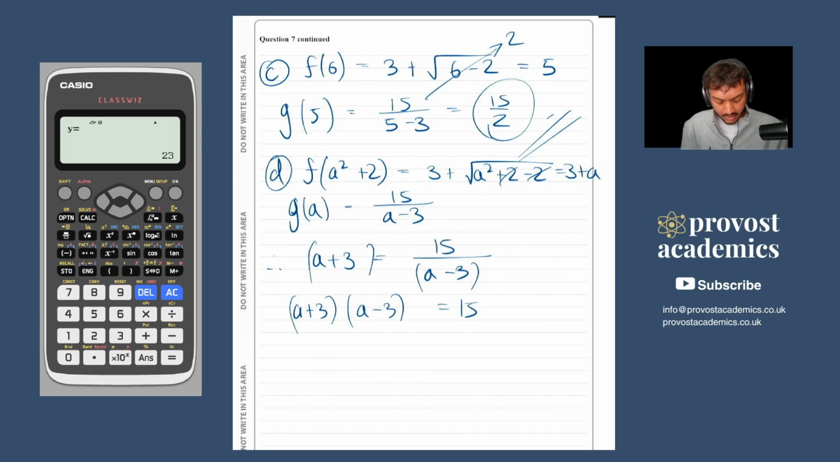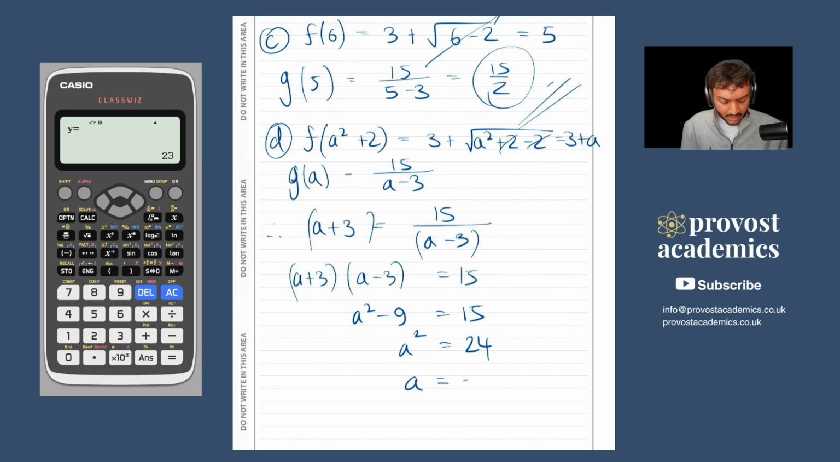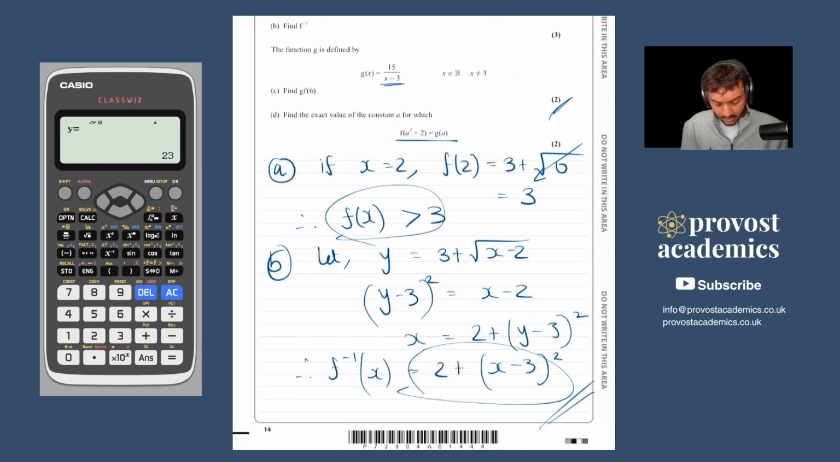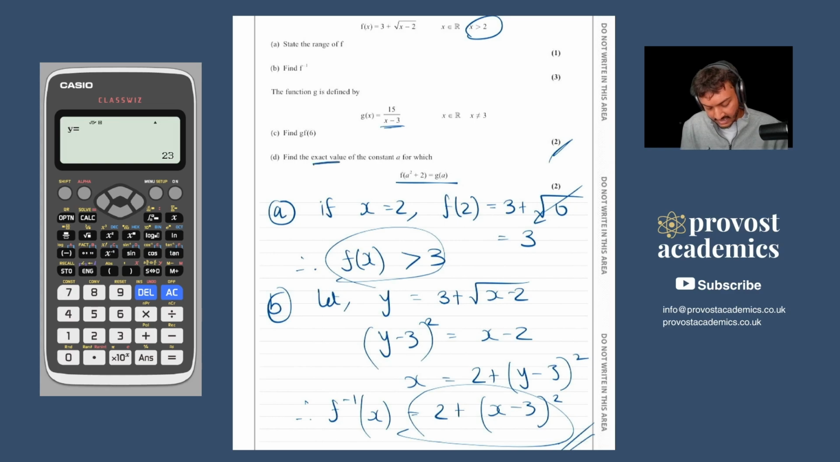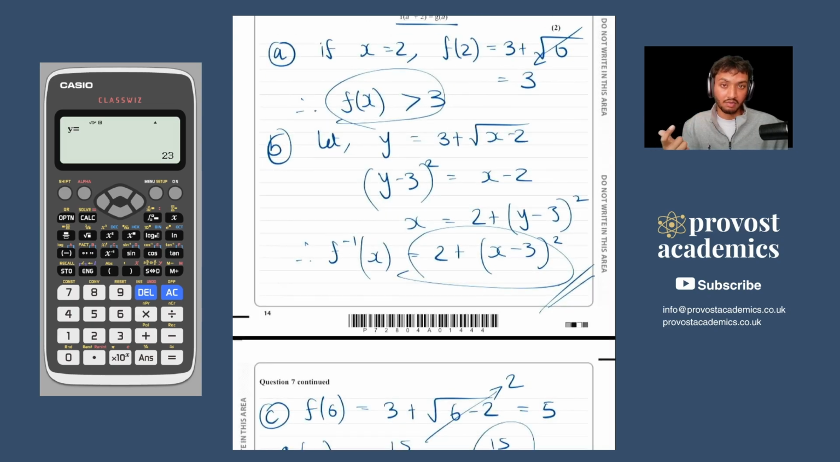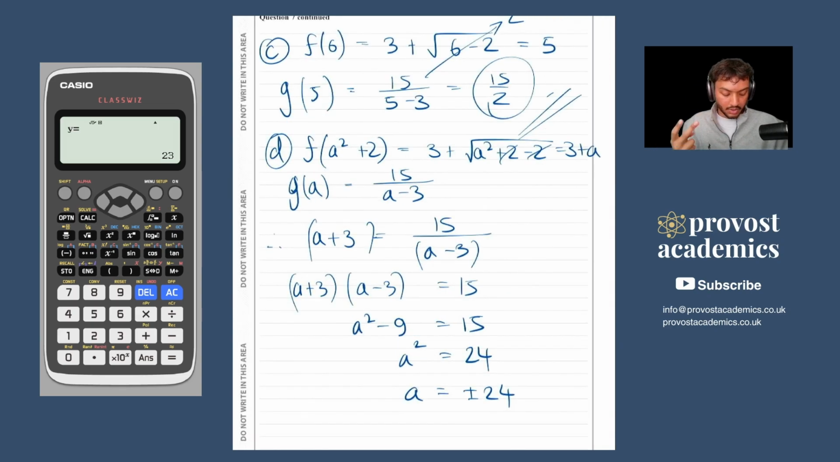Sorry, I misspoke there. So that should be a squared minus 9 equals 15, so a squared equals 24, correct? And we're looking for plus or minus root 24. Now if we come back to the question, it says the exact value of constant a, so therefore they're inferring that there is only one correct solution rather than two. Which one do you pick as the answer?